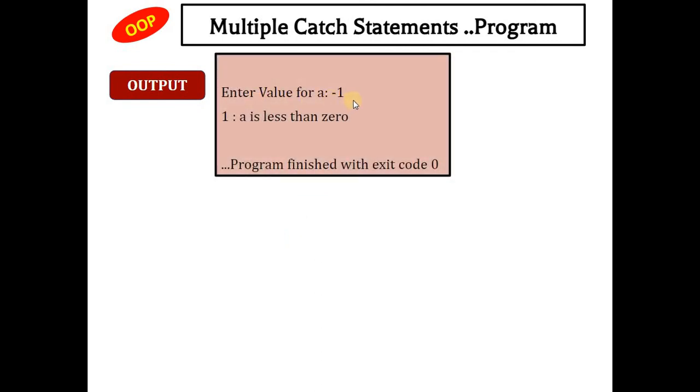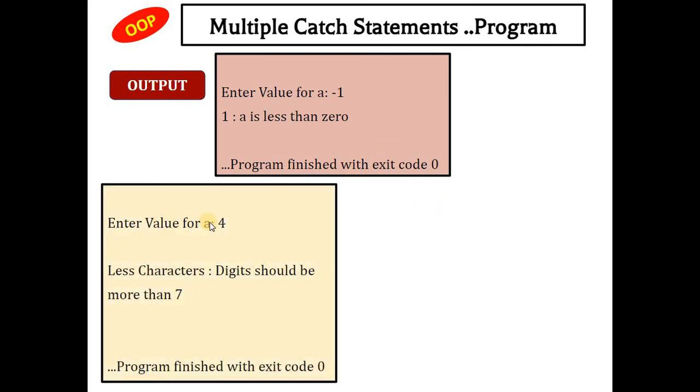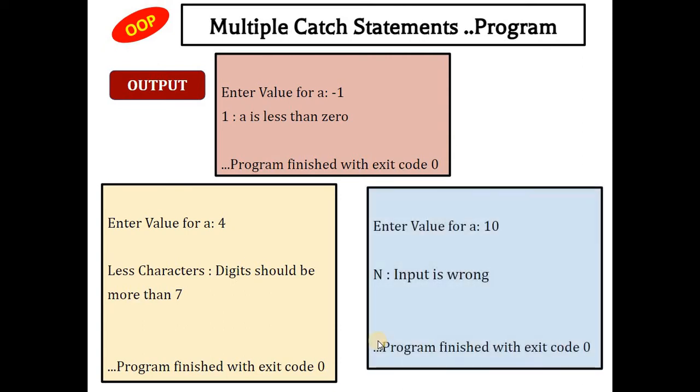If you try to execute this code, if I enter the value of a as -1, it will give me that a is less than 0. If I enter the value of a as 4, that is between 0 and 7, it will display that less characters, digits should be more than 7. If I enter the value of a as 10, which is neither less than 0 nor less than 7, then it will give me that the input is wrong.